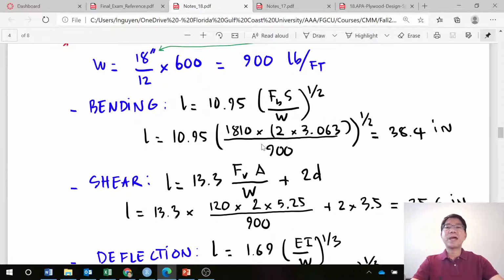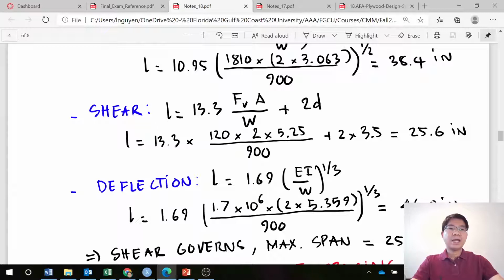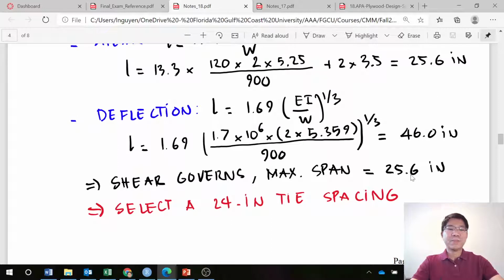Apply the same bending, shear, and deflection from table 13.5. You can determine the spacing for bending, for shear, and for deflection. In this case again, the shear is governed at 25.6, and at 25.6 we select 24 inch tie spacing, which is 2 feet spacing.